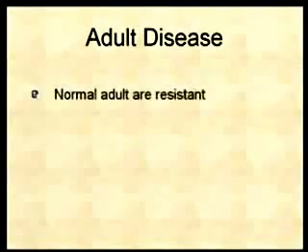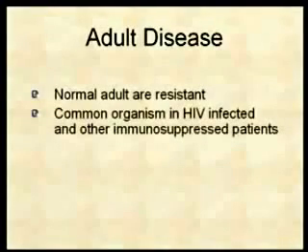Can grow and replicate at 4 degrees, as low as 4 degrees. So that's why refrigerated milk products are particularly dangerous for immunosuppressed individuals, or can cause some problems in pregnant women. Normal adults are resistant. It is a very common organism, a common infection among HIV-infected and other immunosuppressed patients. And that's probably where those 4 or 5 cases last year came from.